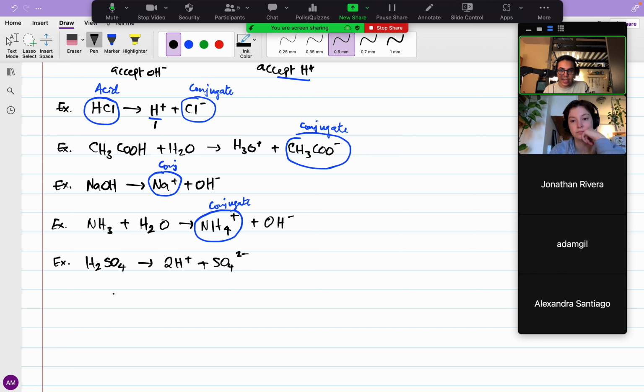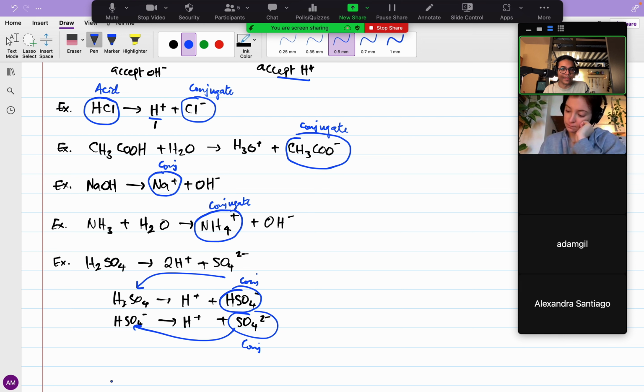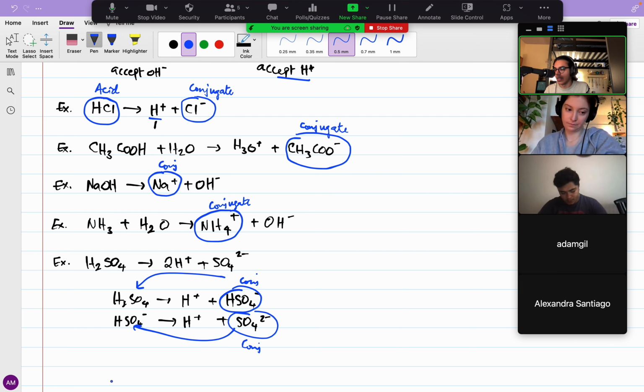If we do this step by step, so let's take our H2SO4 and break it up one by one. Let's take out an H plus like that. So that's the first step. And then we take the HSO4 minus, which is capable of giving up one more H plus, and do this. Then we have our proper conjugates. This is the conjugate for that guy, and this is the conjugate for that guy. So the idea is one at a time.